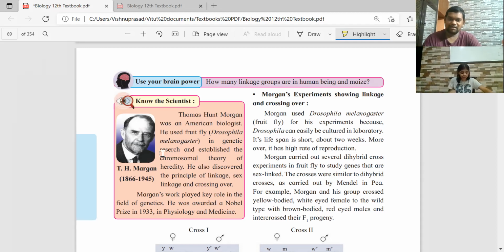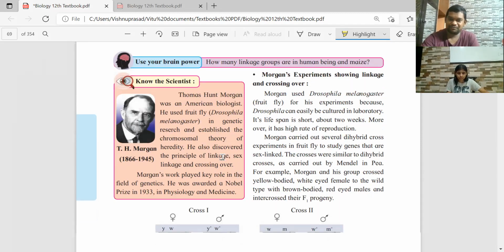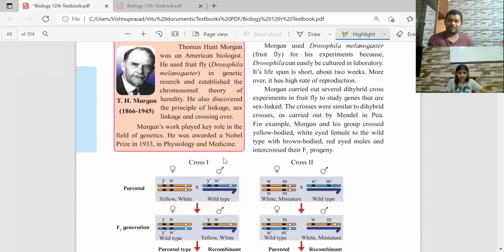This linkage, sex linkage, crossing over, all these things were discovered by T.H. Morgan. His contribution to genetics has been very immense. That's why he was awarded the Nobel Prize in 1933 in physiology and medicine, because once you understand so many concepts in genetics, the understanding of heredity becomes very interesting and very easy.